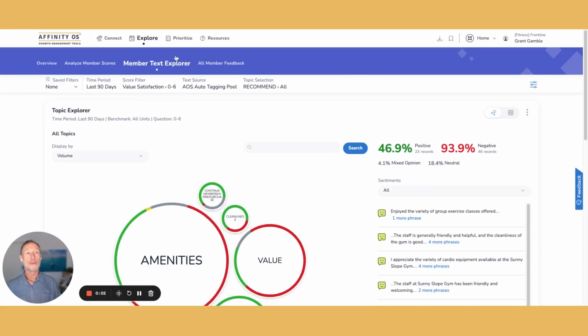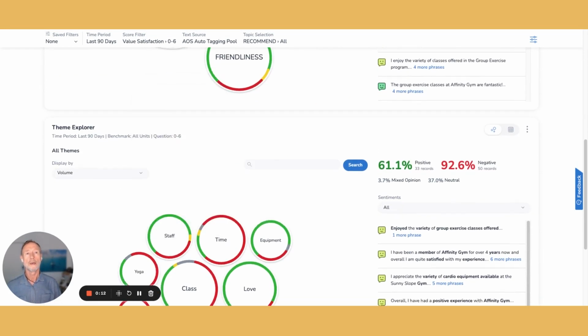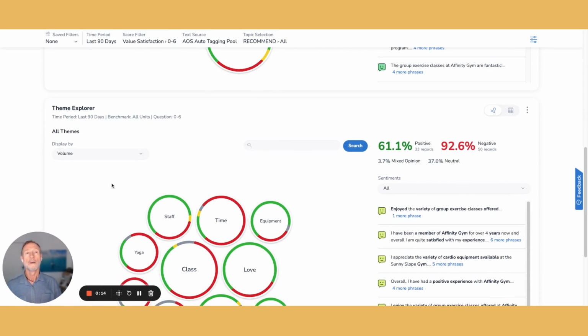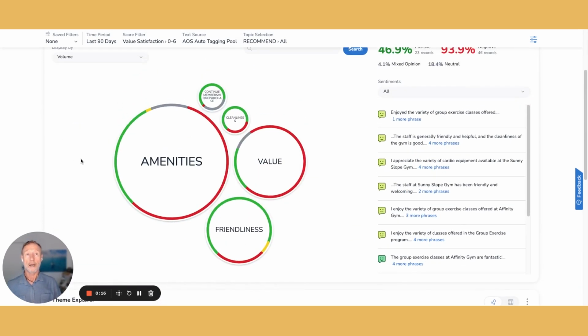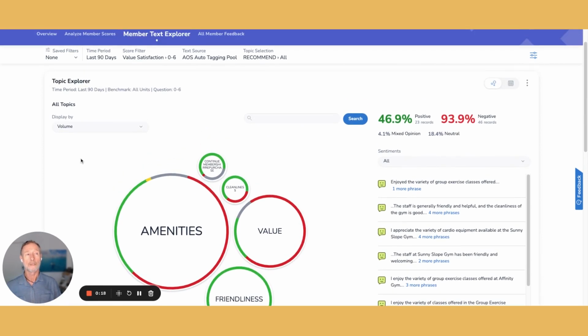Okay, so we're in the Member Text Explorer area. So it's the Explore section, Member Text Explorer, and you have two sections here. You've got the Topic Explorer and the Theme Explorer. The difference here is that topics are set, right? So they're set by the system.